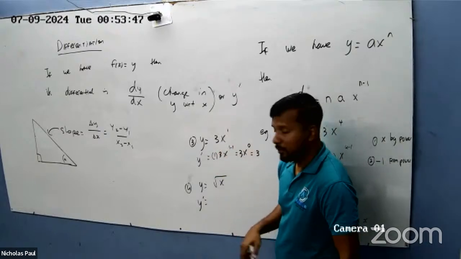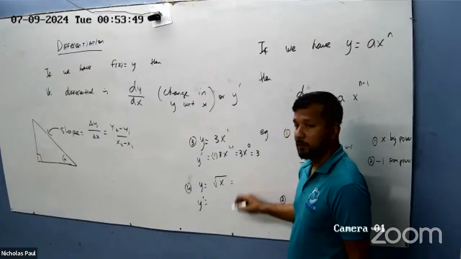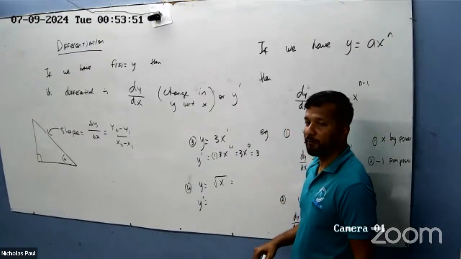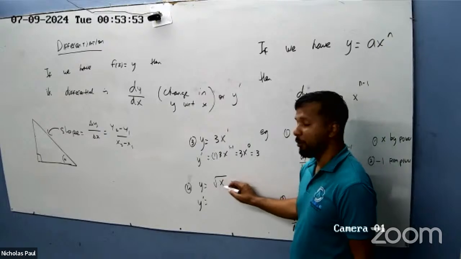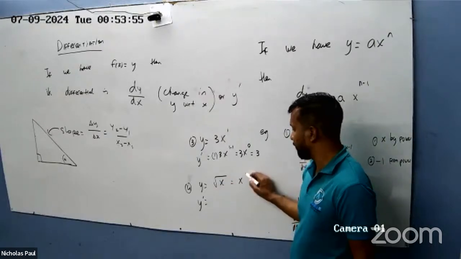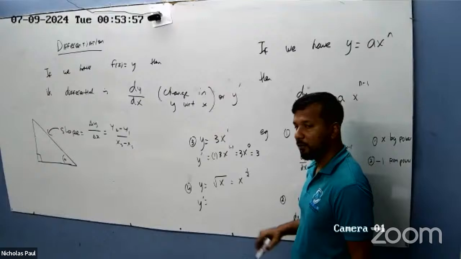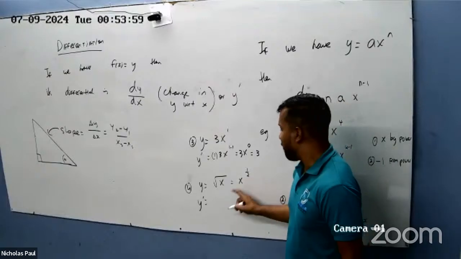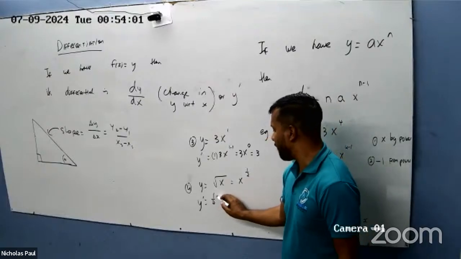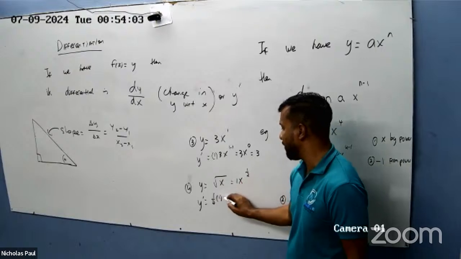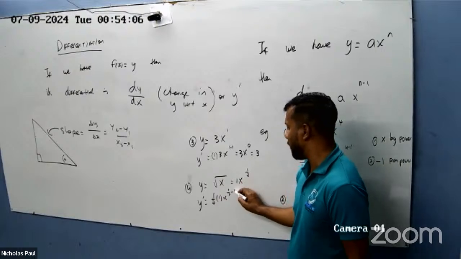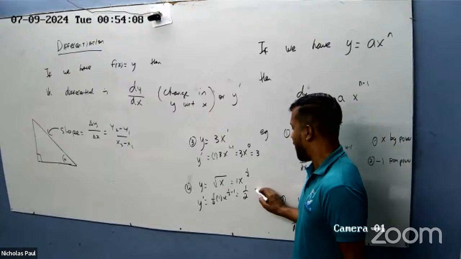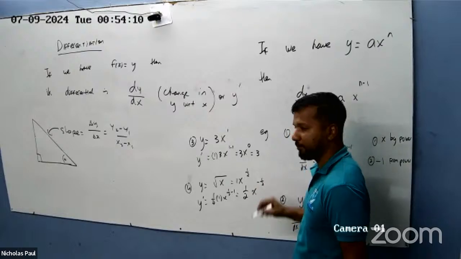Okay? How about here? Jeremy, what do you do here? Square root of x means what? X to the power of a half. Right? Then you bring down the half. There's a 1 understood here. And then you minus 1 from the half. So you'll get a half x to the minus a half.